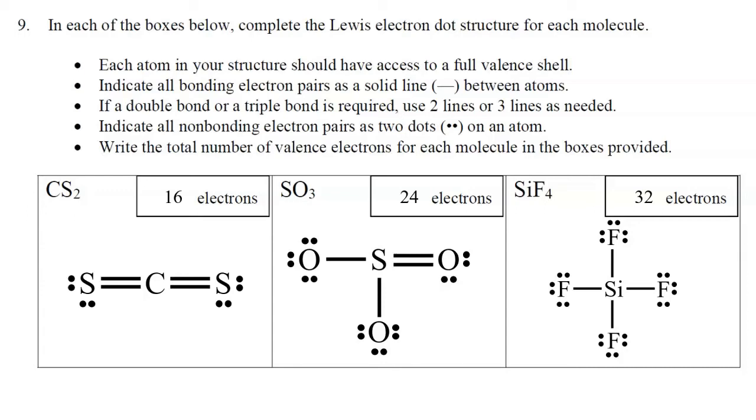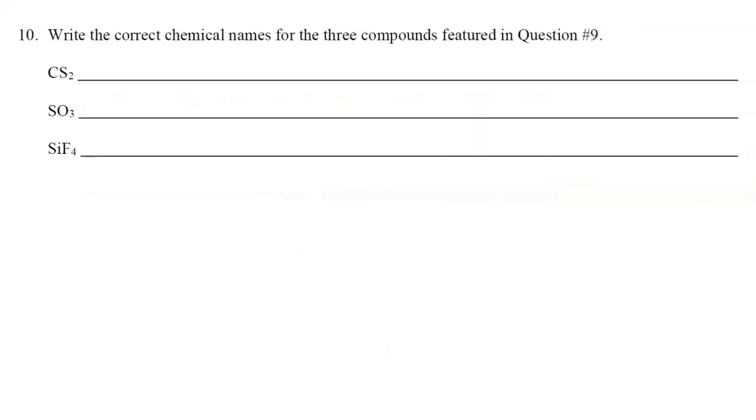Now, in number 10, we have to name these 3 compounds, CS2, SO3, and SiF4. So to use the correct chemical name, we use prefixes for covalent compounds. We don't use prefixes for ionic compounds.